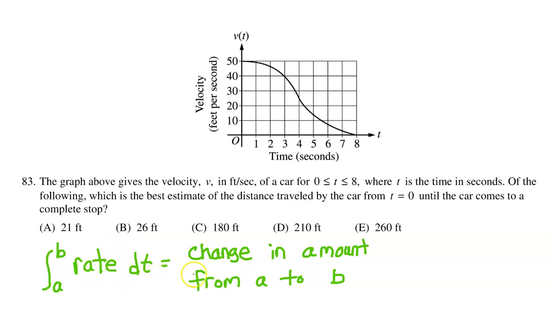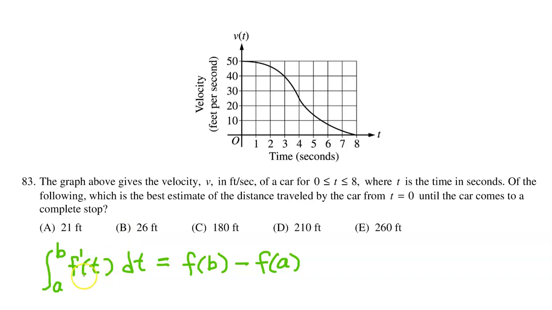We have memorized into our bones that the integral of a rate from a to b is equal to the change in amount from a to b. More formally, we can write the integral of f prime from a to b is equal to f at b minus f at a. This is the first fundamental theorem of calculus. Can you see how this is still saying the integral of a rate is equal to the change in the amount? Notice that we go from f prime to f, where f is just the antiderivative of f prime.